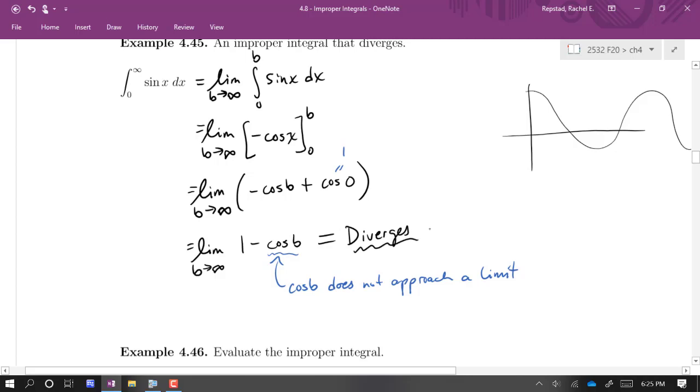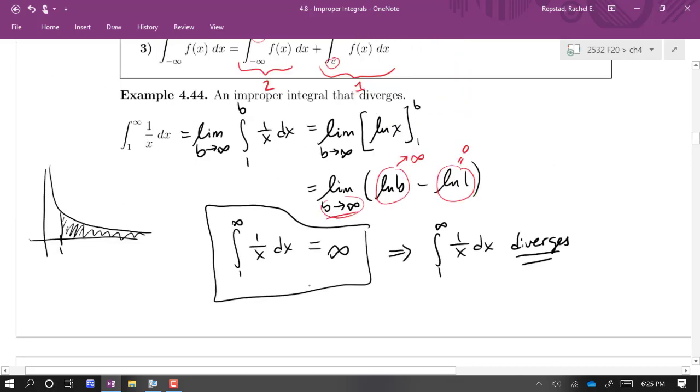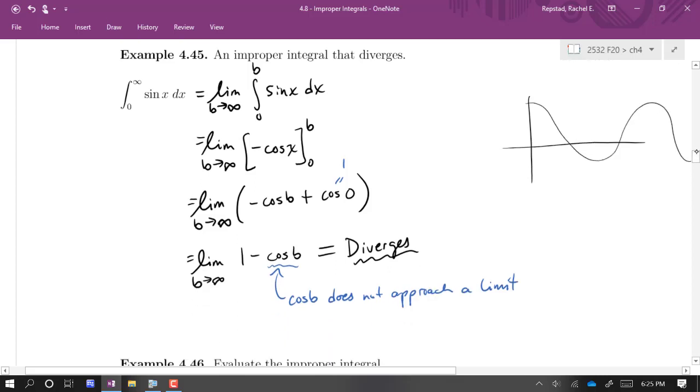So, there's a couple ways that an improper integral can diverge. It can diverge the way we saw in the last example, in that it blows up, goes to infinity. Or it could diverge because it just oscillates, or keeps moving around. It doesn't settle on a value at all.